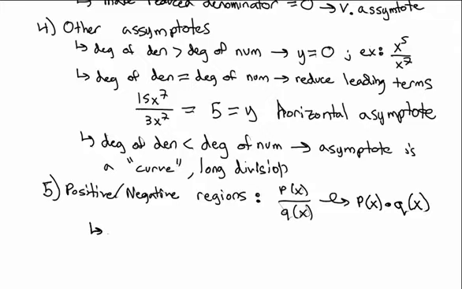Because both graphs, of the division and the product, have the same sign. Because if a positive is divided by a positive, it's the same as a positive multiplied by a positive. They're both positive. Positive divided by a negative is the same as a positive multiplied by a negative. They're both negative. They have the same sign.